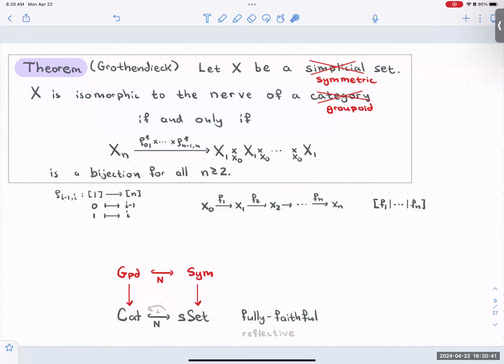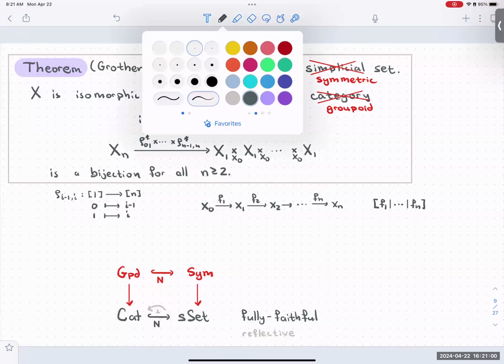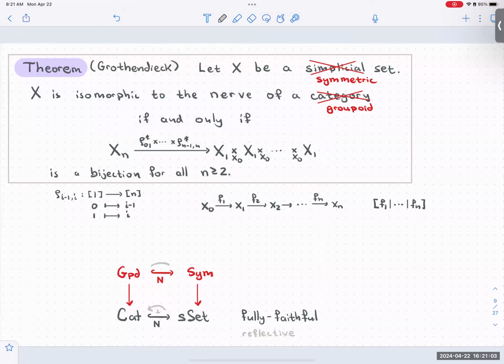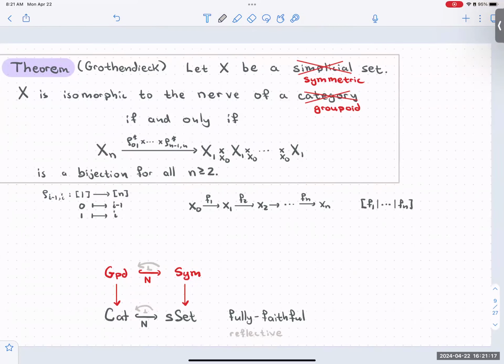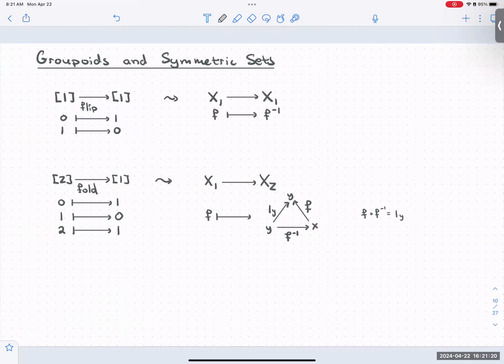Right. So we have this. So groupoids sit inside of categories. We have that this nerve extends. And up here, there's also a reflection. Groupoid is also a reflective subcategory of symmetric sets. But let me say a little bit about why this is good, or why you might be brought to this.